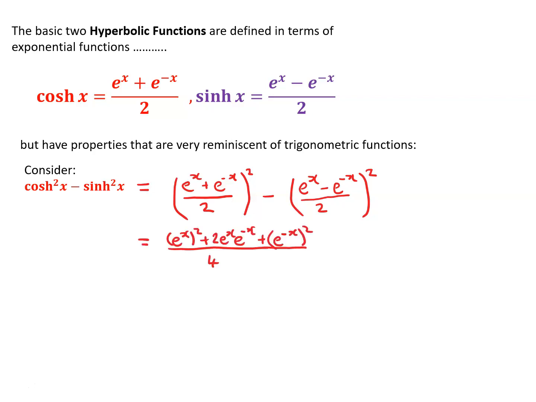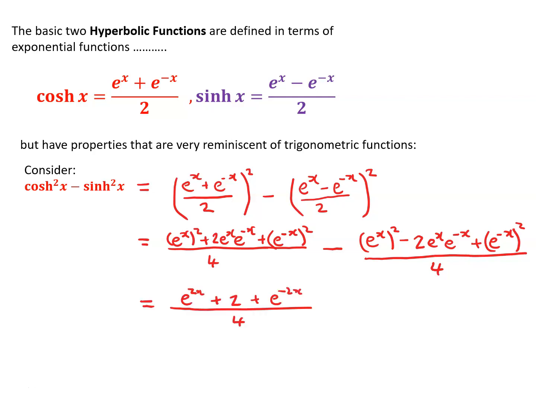So multiplying out the brackets, we've got cosh squared x is e to the x squared plus 2 lots of e to the x times e to the minus x plus e to the minus x squared, all divided by 4. And then we are subtracting sinh squared x, and the expanded form for sinh squared x is going to be e to the x all squared, take away 2 e to the x, e to the minus x, add e to the minus x squared, all divided by 4.